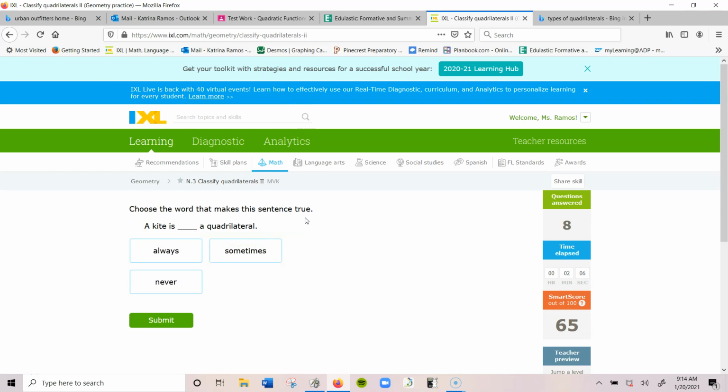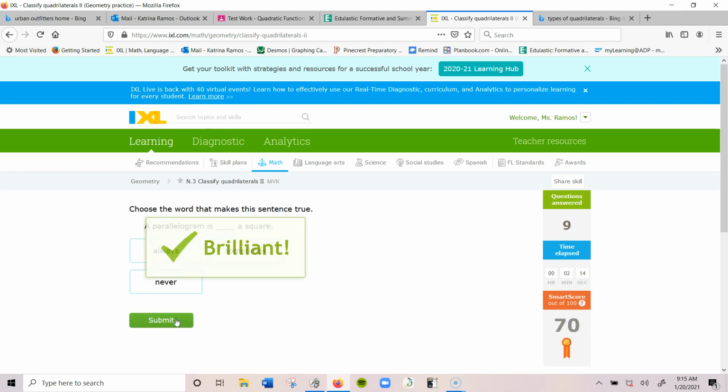Choose a word that makes this sentence true. A kite is always a quadrilateral because a kite will always have 4 sides. Let's just do one more. A parallelogram is sometimes a square. That's because you can also have, what's it called, a rectangle. You can also have a rhombus. Those are all also examples of parallelograms. So it's not always a square, but it's not never a square. So sometimes.